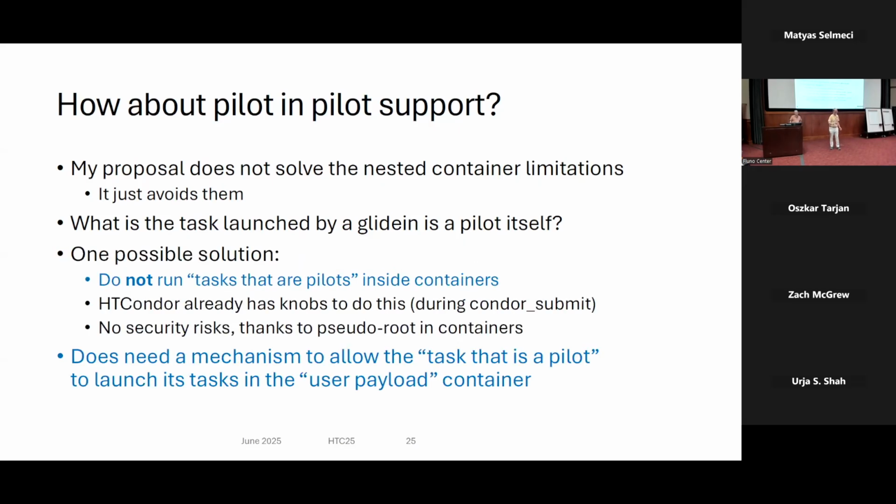That's fine. So one possible solution is that the pilot inside the pilot doesn't need to be inside the container, right? It's a relatively stable piece of software maintained by experts, so it's feasible that those could not be containers. So in that case, all we need to do is just allow that pilot to use the second container somehow. I dreamt this yesterday, so I don't have an answer. Just a potential idea there.